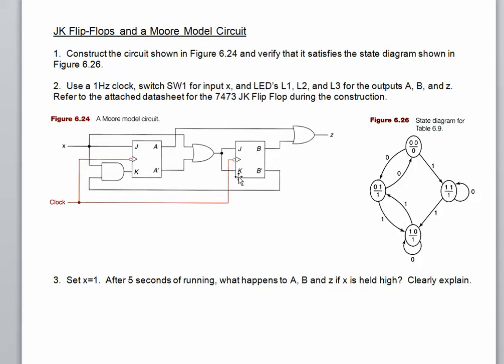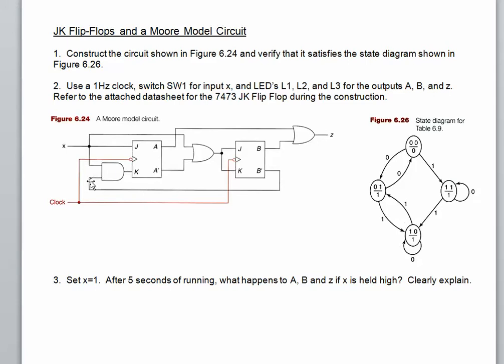And so this one over here we call flip-flop B. So this is flip-flop A and flip-flop B based on what the output is labeled. You also see that it has some logic gates. It has 2 OR gates and 1 AND gate. And the input to the circuit is X and the output is Z. And clock is the input into the JK flip-flop, which is determining how fast it goes between each of the states that we see over here in figure 6.26.